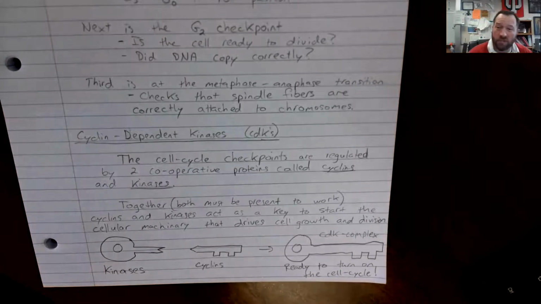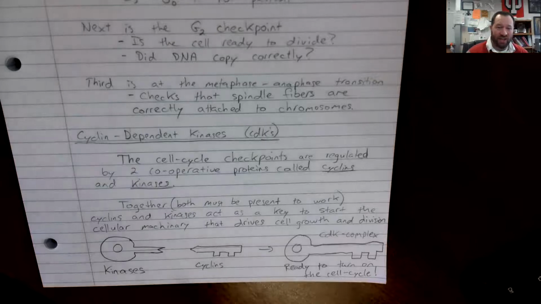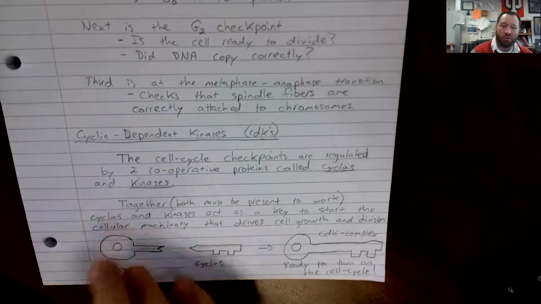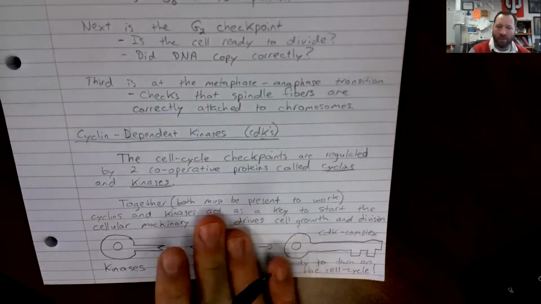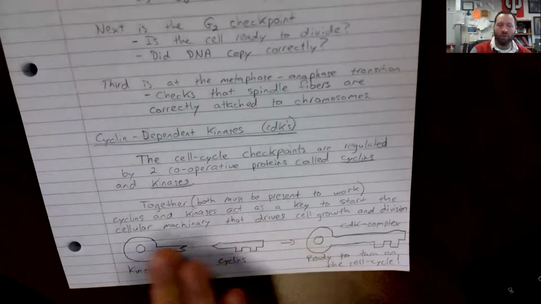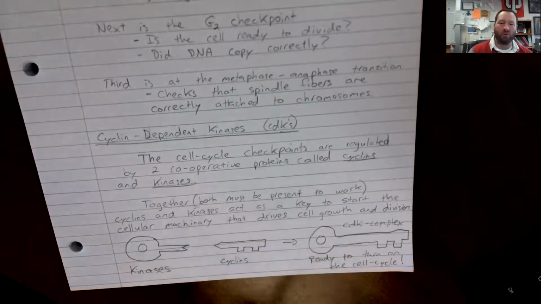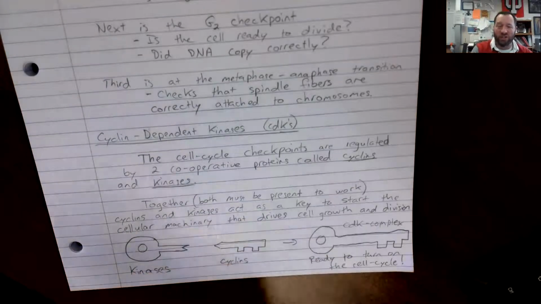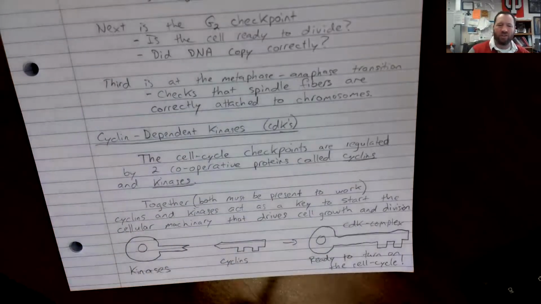It provides for a system of checks and balances. It allows part of our cell to be like, hey, we're ready. Let's go. Let's proceed. And the other part to say, wait a minute, wait a minute, wait a minute. We're not ready. And so both parts have to be ready in order to proceed. And that's the idea with our cyclin-dependent kinases that are driving the cell machinery.